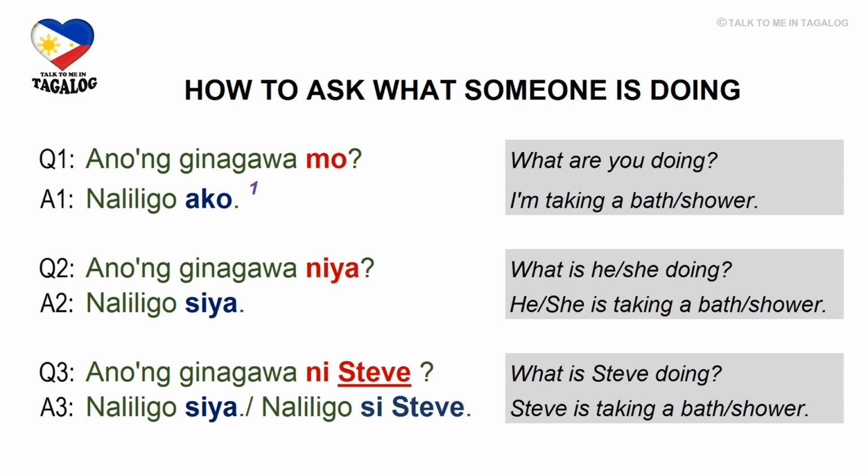Question 3. Anong ginagawa ni Steve? What is Steve doing? There are 2 possible answers to this question. Naliligo siya, meaning he is taking a bath. Or naliligo si Steve. Steve is taking a bath or Steve is taking a shower. Please note that we are using 2 different markers in our third sentence pattern. In the question, we are using ni Steve. And in the answer, we are using si Steve.